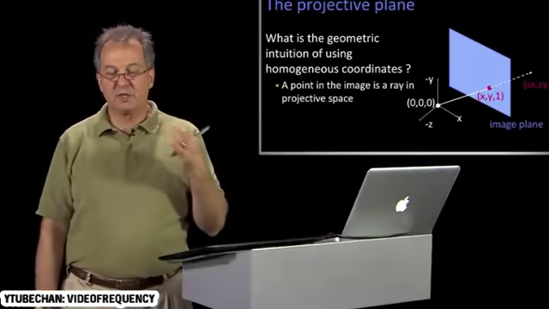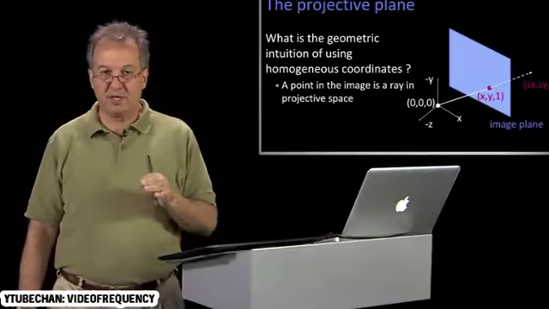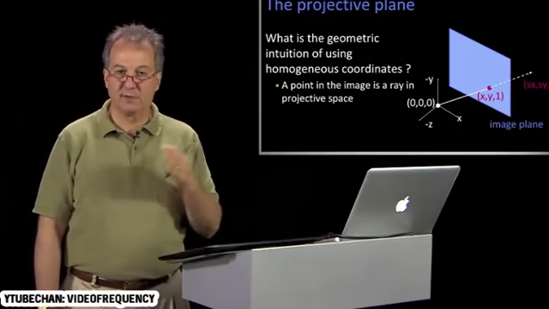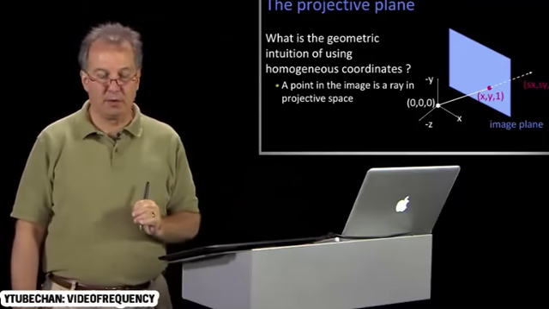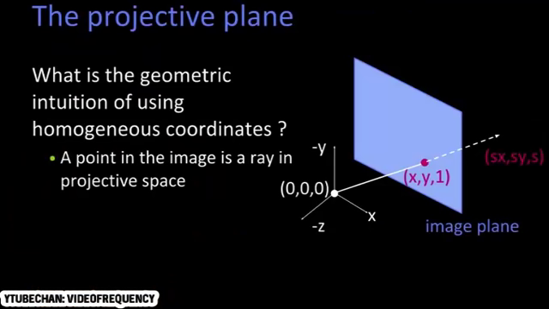So now I'm going to do just a little bit of the projective geometry that relates to the homogeneous coordinates we've been talking about, and we'll do that a lot more in the next lesson. So what is the geometric intuition behind using homogeneous coordinates? The bottom line is that a point in the image can be thought of as a ray in projective space.